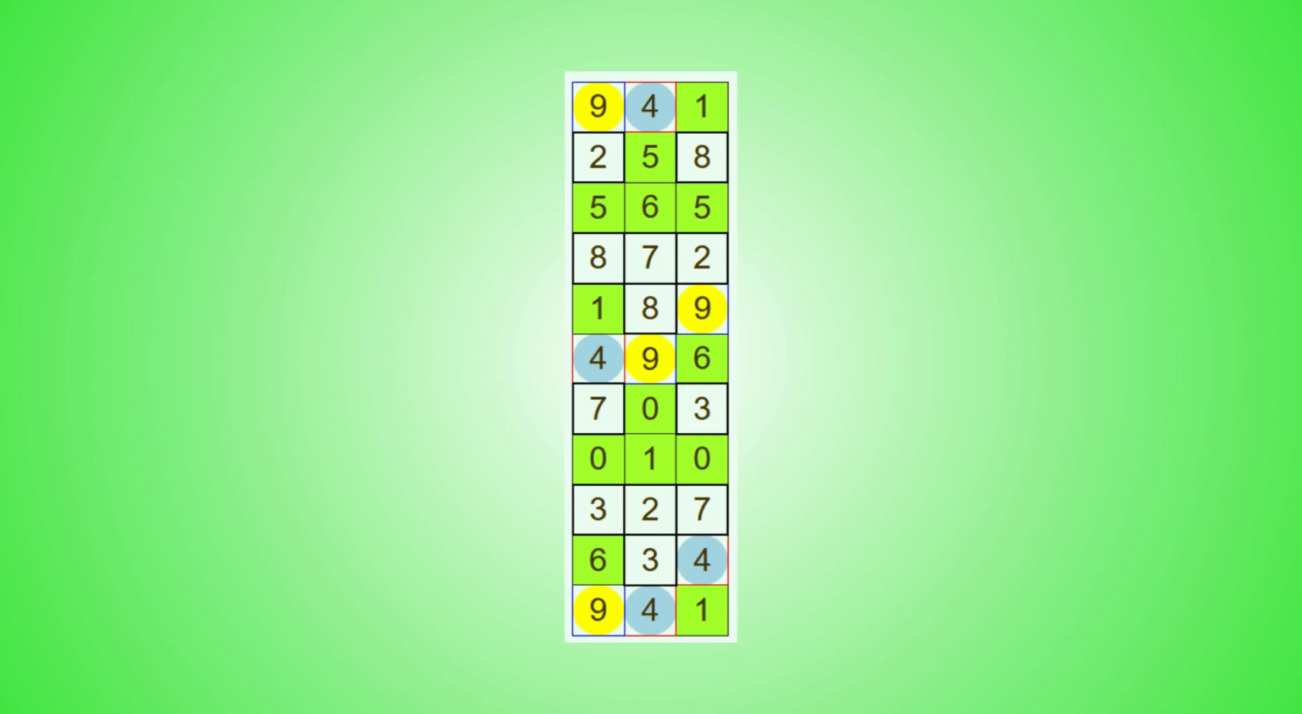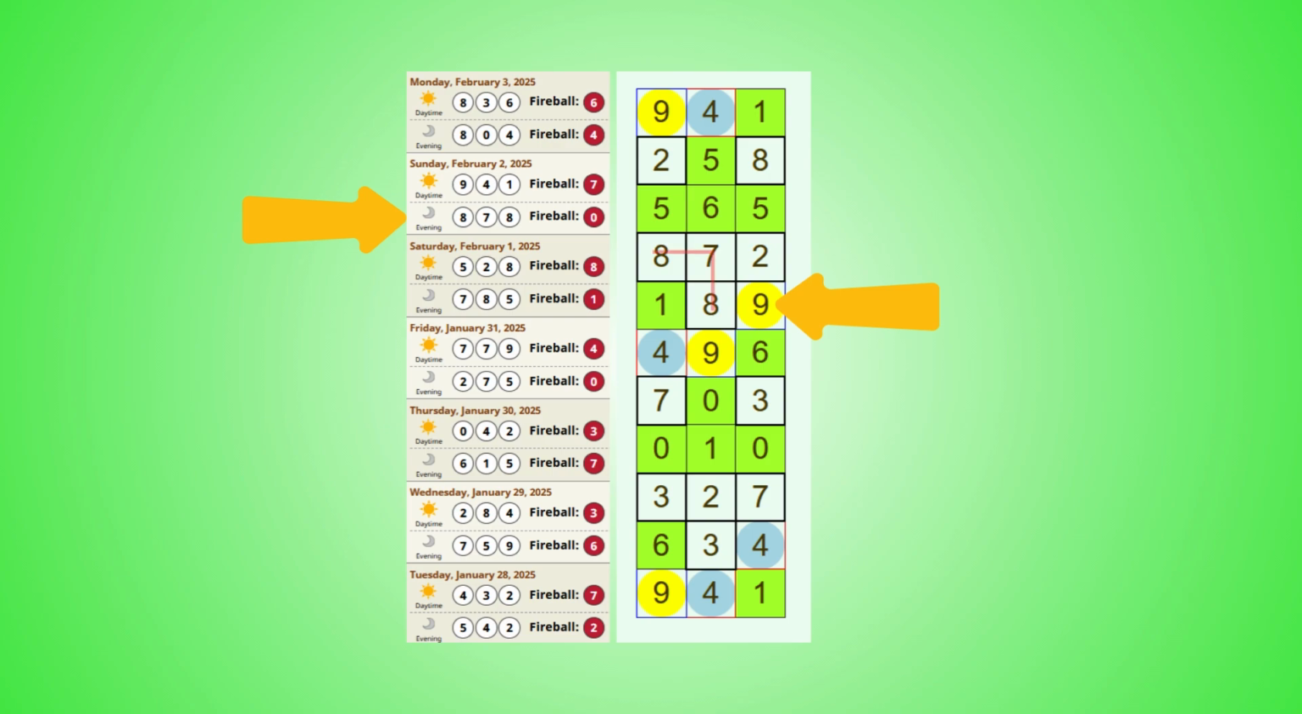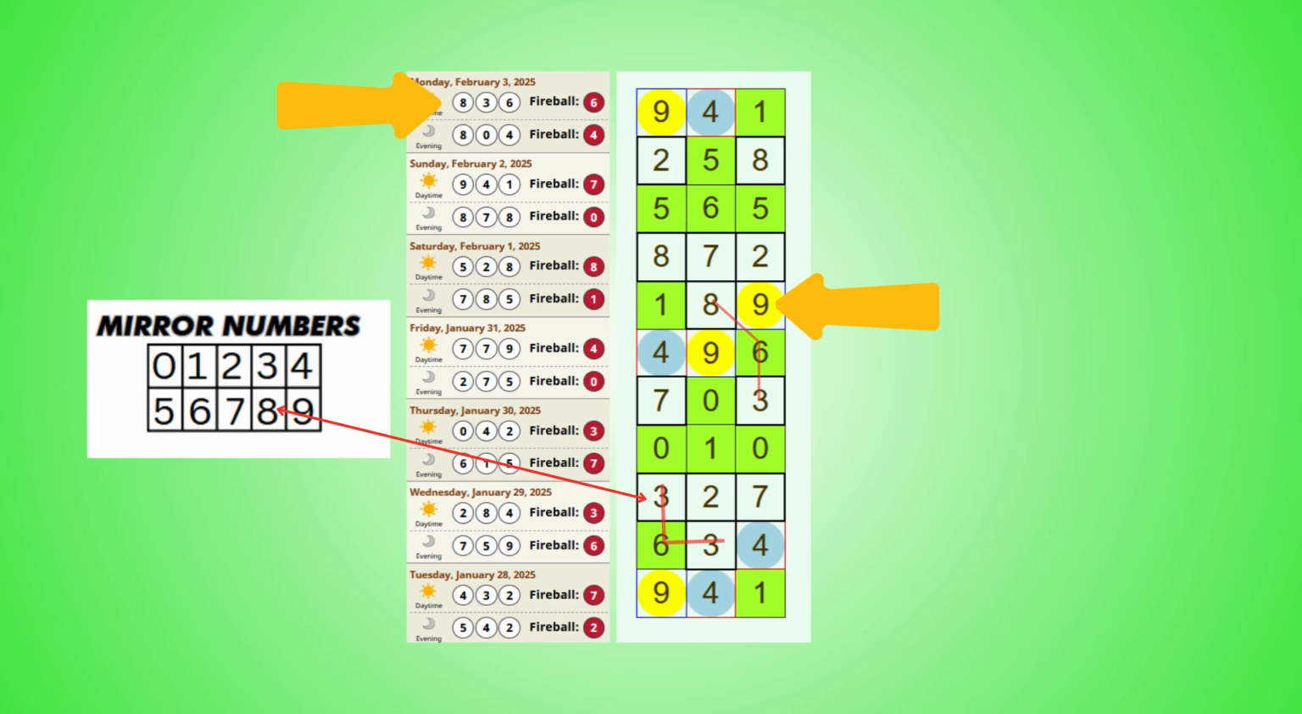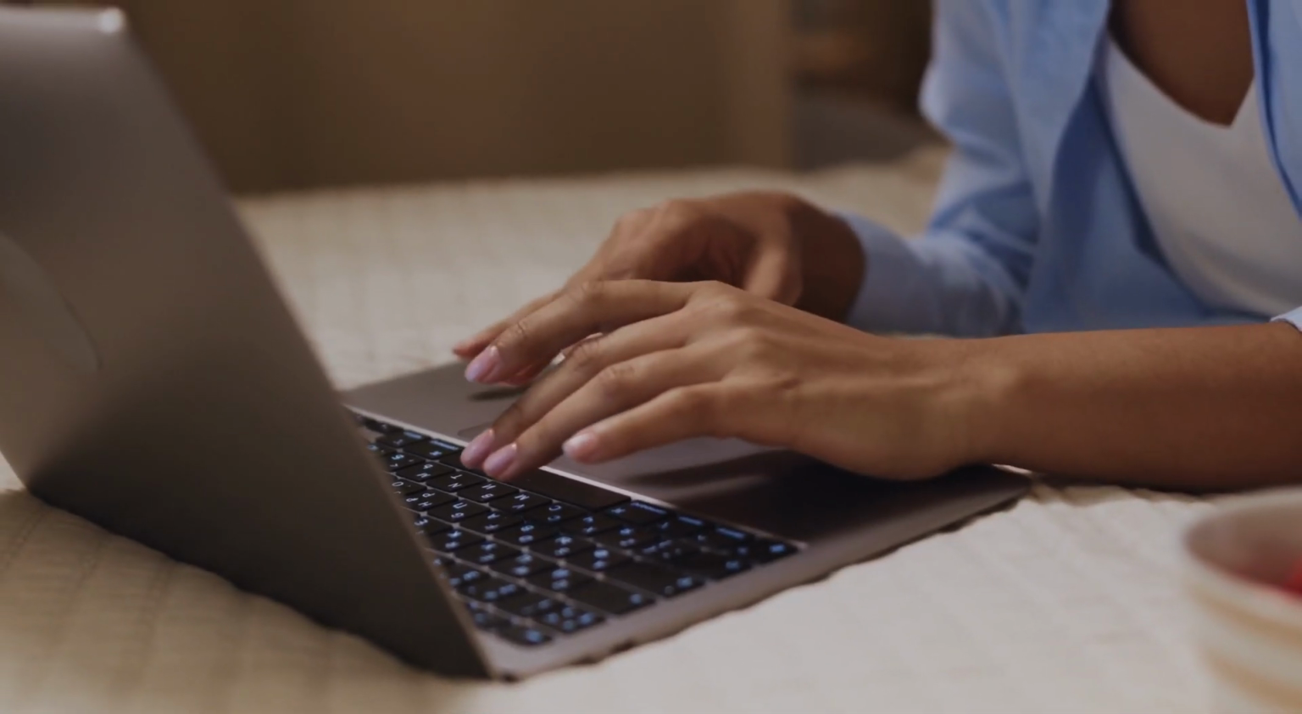Looking at this section, here are the key plays. 878, located right next to the mirrors and day sum. 804, same area. 840, same area. 836, same area. 863, same area. That's how I find my numbers.